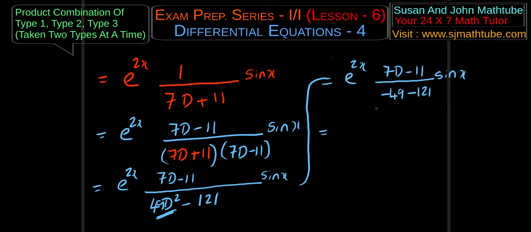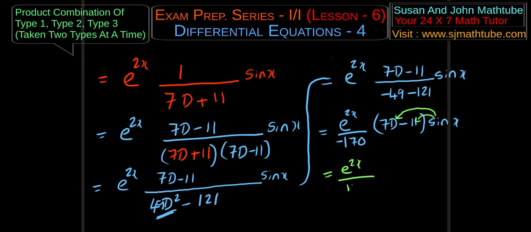And that's equal to, this will be 130, 30 plus 40, 70. So e to the power 2x by minus 170 and then (7D minus 11) of sin x. This part is really easy because you're already familiar with type 2. So we're going to get e to the power 2x by 170, and I'll put that negative here. And what is the derivative of sin x? Cos x. Minus 11 into sin x is 11 into sin x.